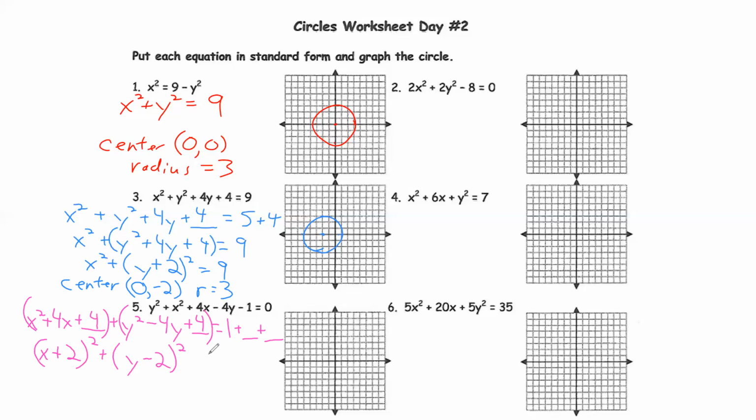Oh, I did forget to do something up here. What did I forget to do? I've got to plug in my values, so that I plugged in on this side. Again, don't forget to balance it. Both of those are 4s. 1, 4, and 4 is 9. So our center here is -2, +2, and the radius is 3.